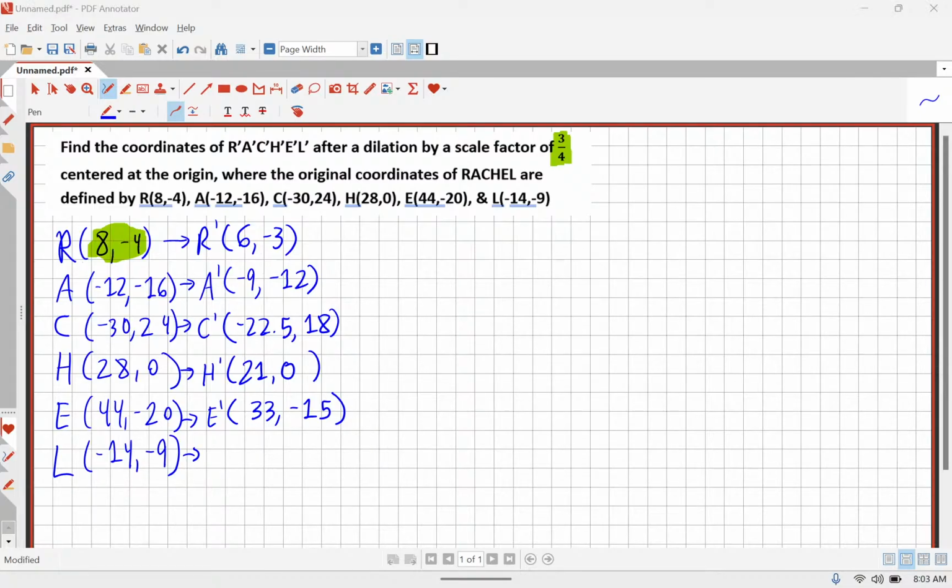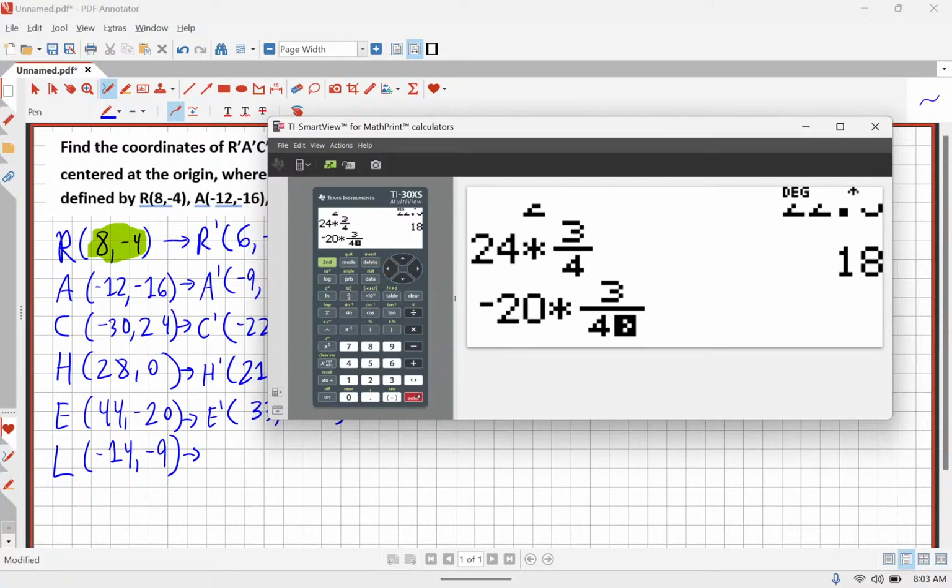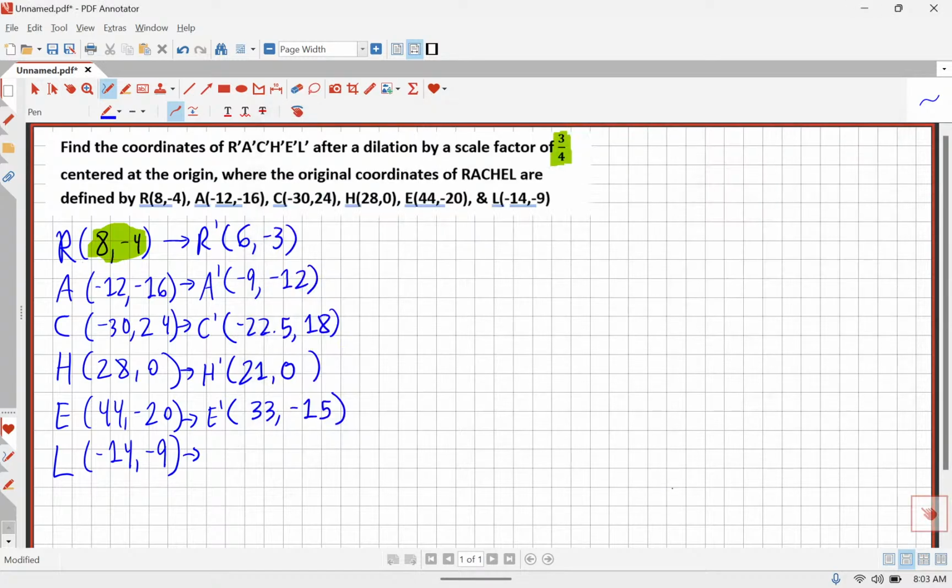Well, let's see. Let's do 20 times, or is it -20? Excuse me. -20 times 3/4. That's a sign. 3/4. I got -15. Maybe you just mistyped it. That can happen. The fact that you got the 33 tells me that you know what you're doing.